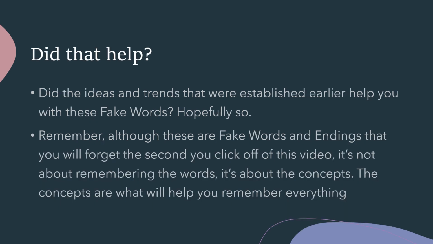So I remembered it, but I made this chart. And the point isn't for you to remember it. The point is for you to remember the trends. The trends are what we learned. We didn't really learn these words. What we learned is the trends. So even though you'll forget these words the second you click off this video, you remember the concepts, and the concepts will help you remember actual German.